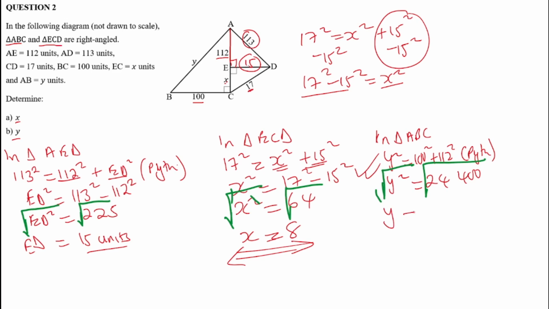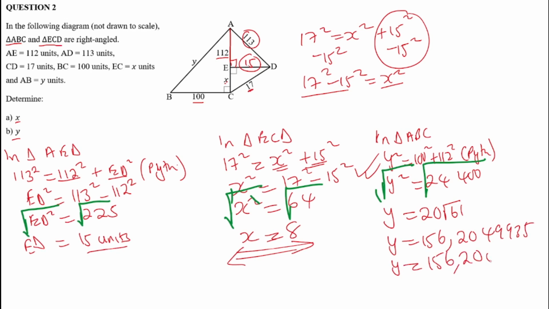We remain with y is equal to 20 root 61. As a decimal fraction, we can say y is equal to 156.2049935. To two decimal places, y is equal to 156.20 units.